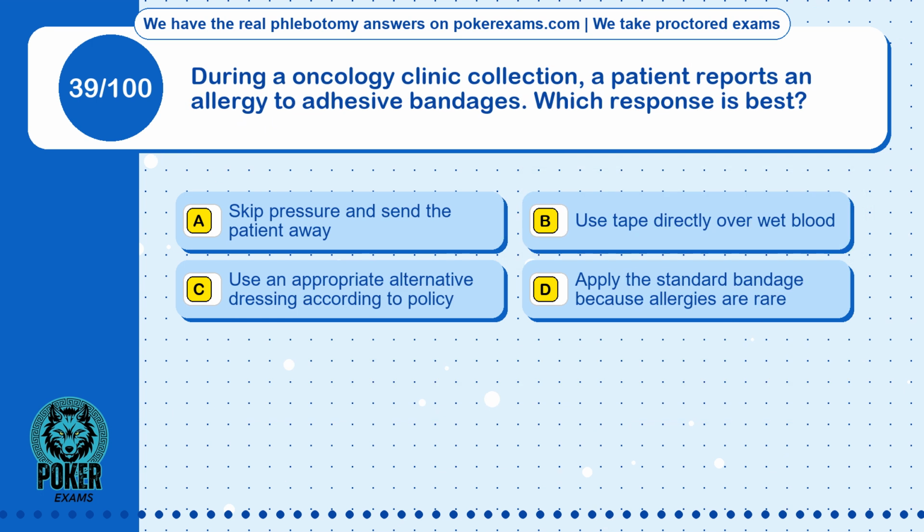Question 39. During an oncology clinic collection, a patient reports an allergy to adhesive bandages. Which response is best? Option A. Skip pressure and send the patient away. Option B. Use tape directly over wet blood. Option C. Use an appropriate alternative dressing according to policy. Option D. Apply the standard bandage because allergies are rare.